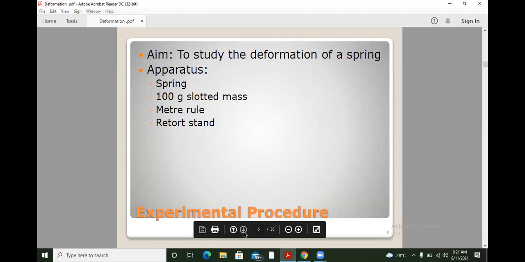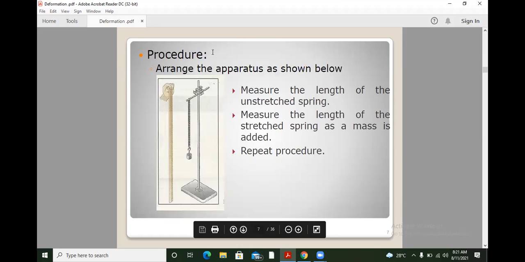To study the deformation of a spring, we need some instruments like a spring, a 100 gram slotted mass, a meter scale, and a retort stand. So how can we do it? Let's see. We need one stand, one spring, one mass, and a meter scale. We have to arrange the instruments like this.